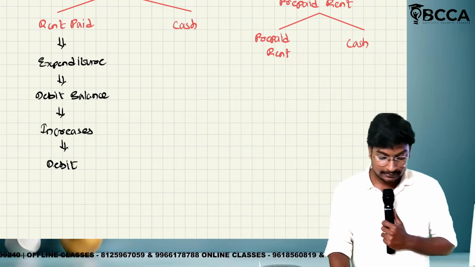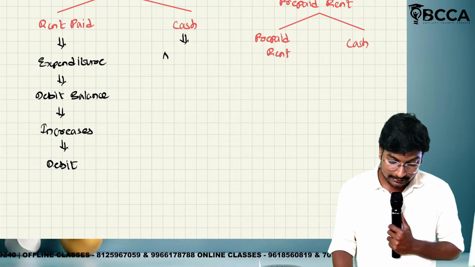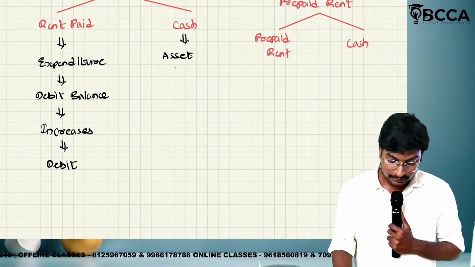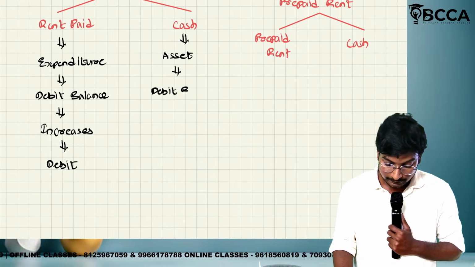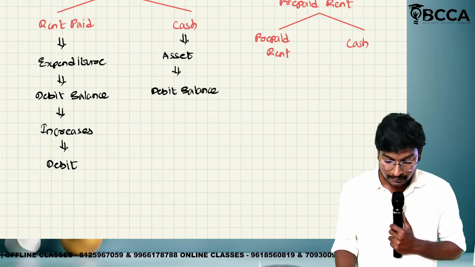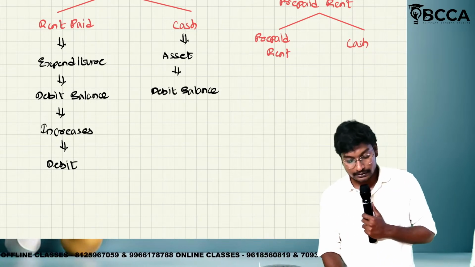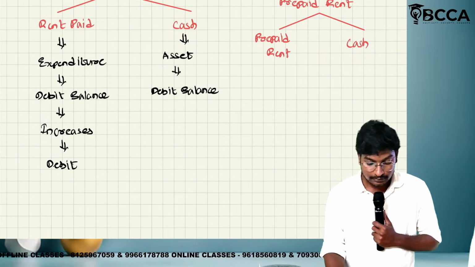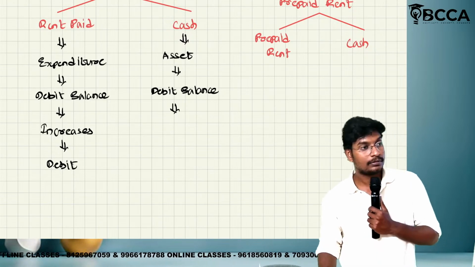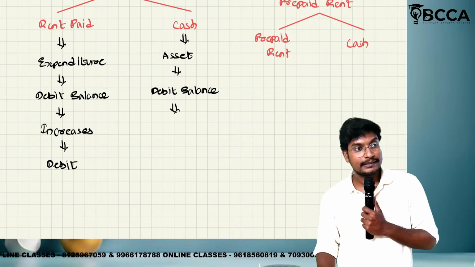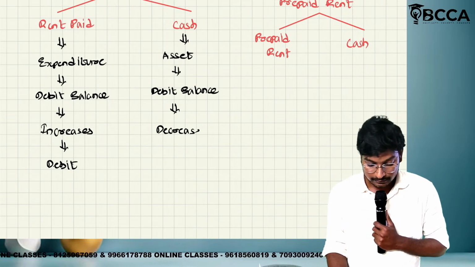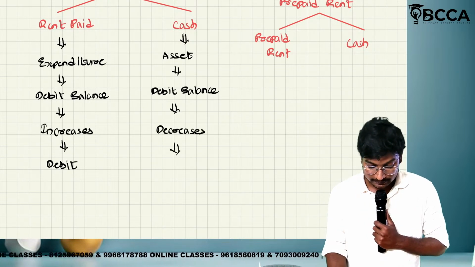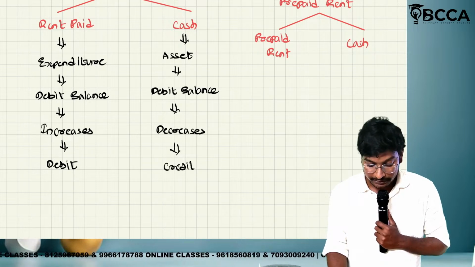Next one, cash. Cash means an asset. Which balance? Debit balance. So cash comes in or goes out? Goes out. So the balance is decreasing. So what we need to do? Credit.